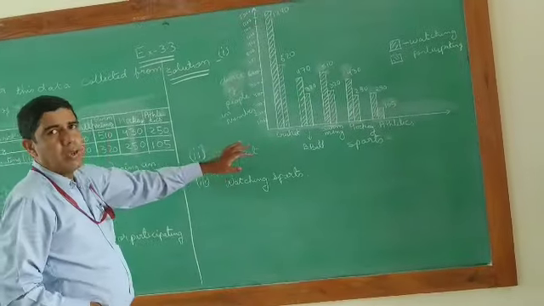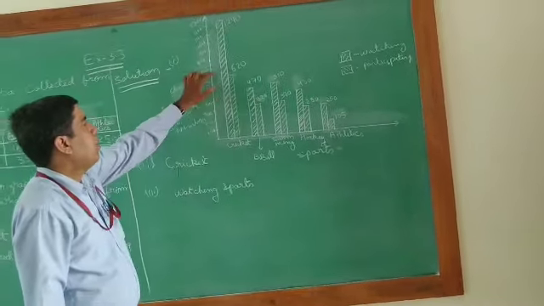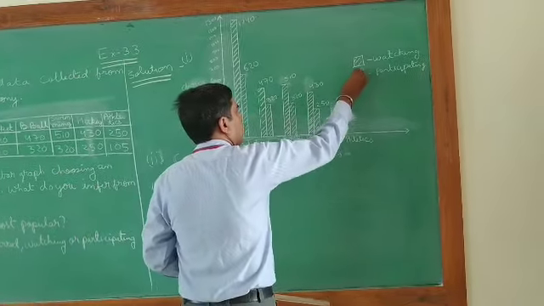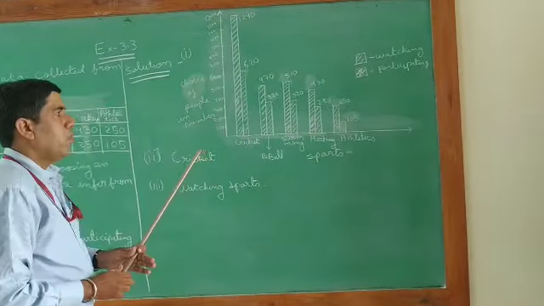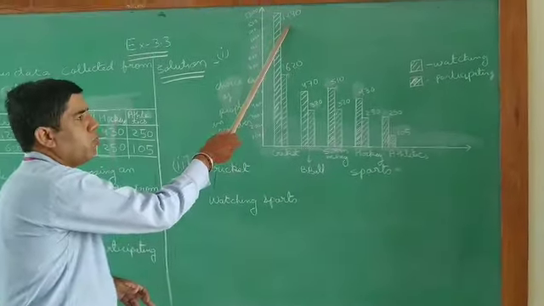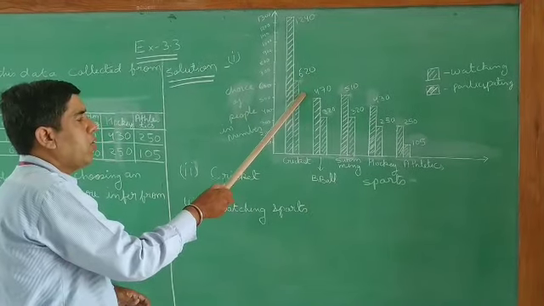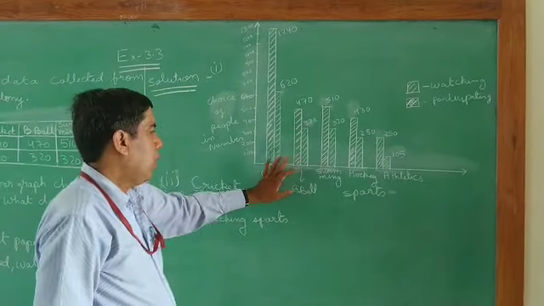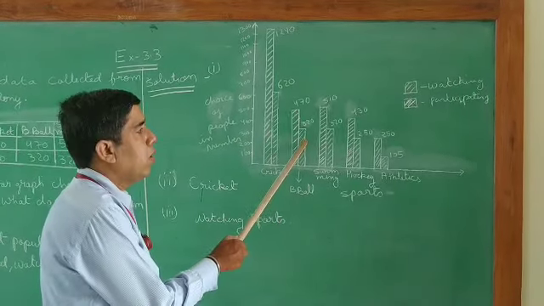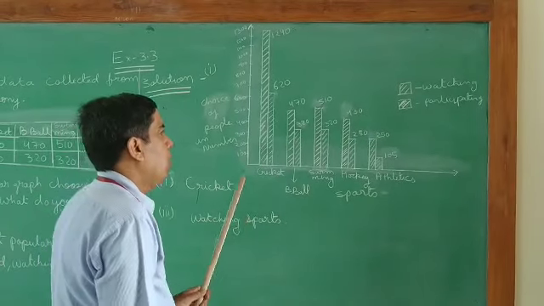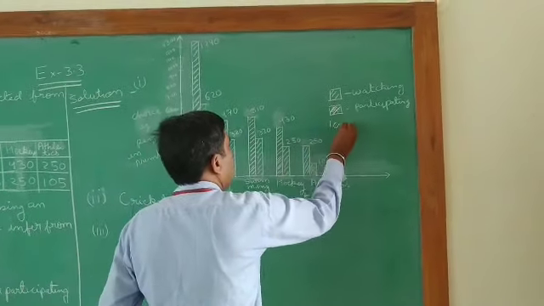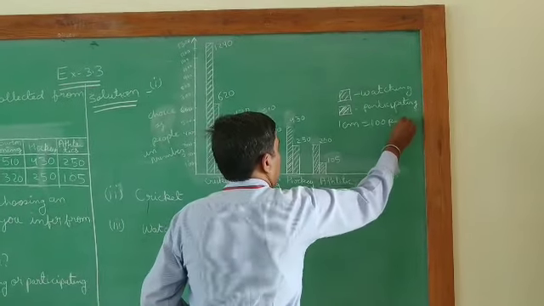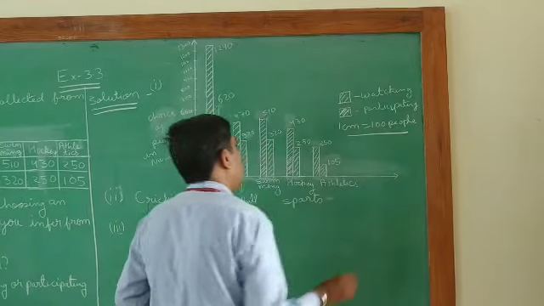Now, cricket. How many are watching? It is 1240. So I am showing here, this one is somewhat different color, so I am showing it with a cross. So 1240 is watching, and participating is 620. Basketball is 470, and here you can see 320 is again participating. Now, what is the scale we have taken? 1 centimeter is equal to 100 people. This is the scale I have taken here.